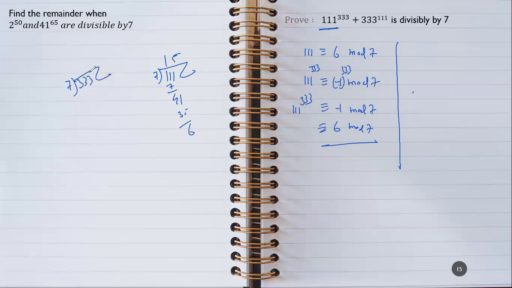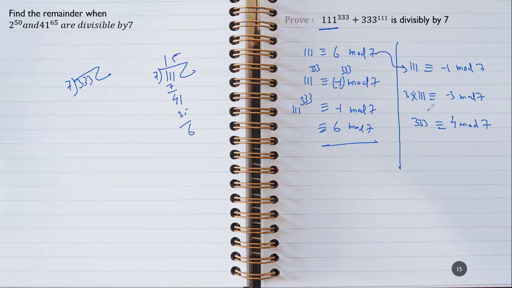One important thing you will notice from here, that 1111 is congruent to minus 1 mod 7. Can I multiply on both sides by 3333? And it will be minus 3333 mod 7. So 3333 will be 4 mod 7. Now they are raising it to the power 1111.